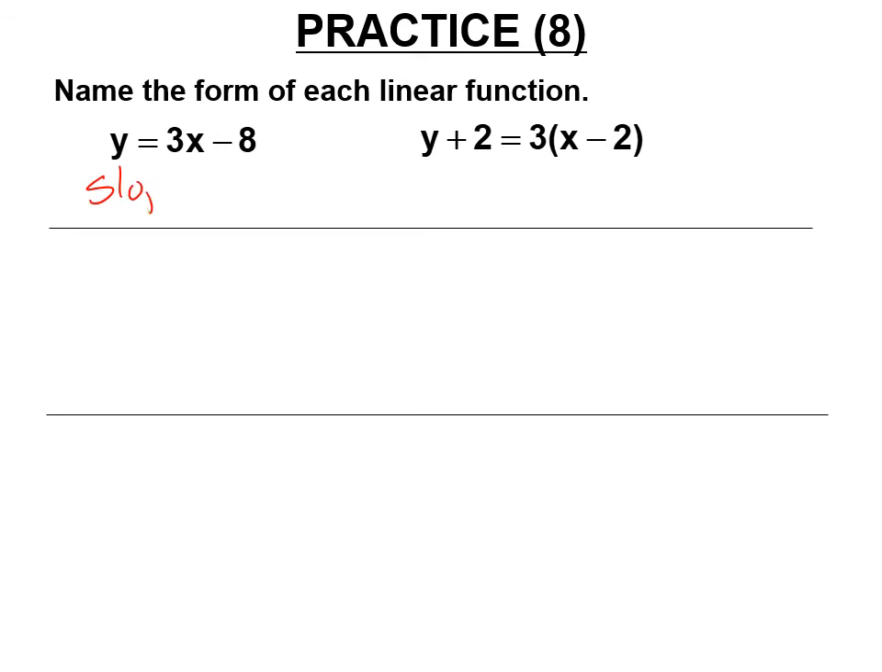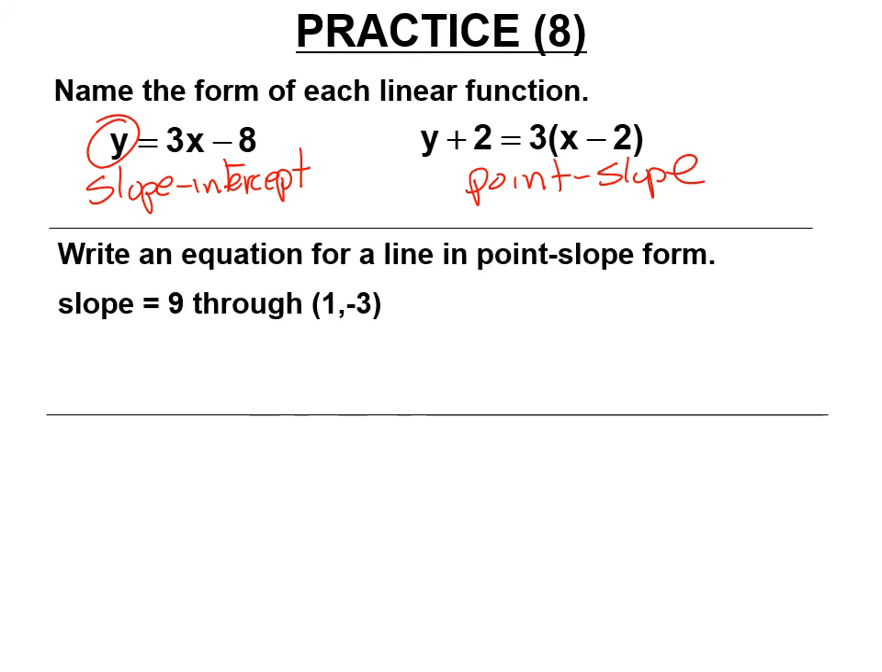This is slope-intercept. Y is by itself. This is what point slope looks like. So write an equation in point slope. So y plus 3, right? Because it's y minus -3 equals 9 times x minus 1.